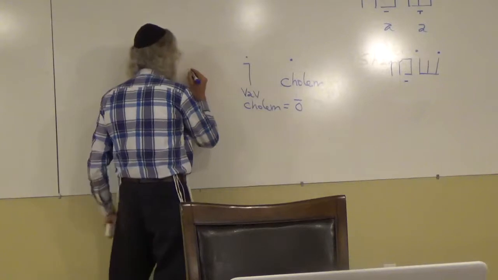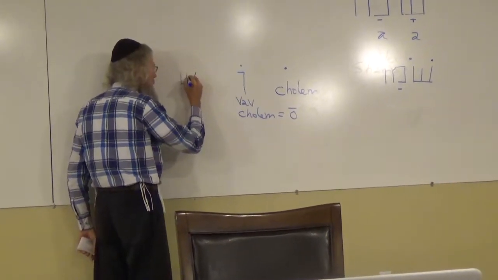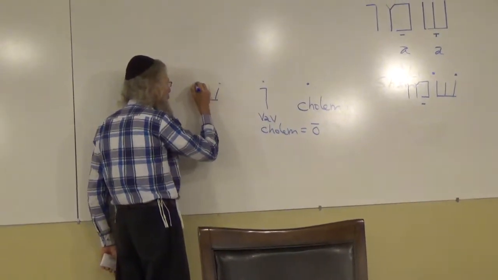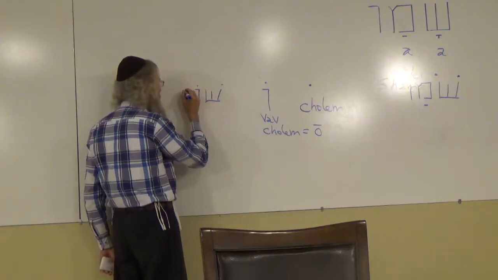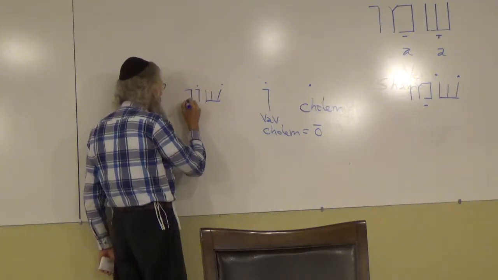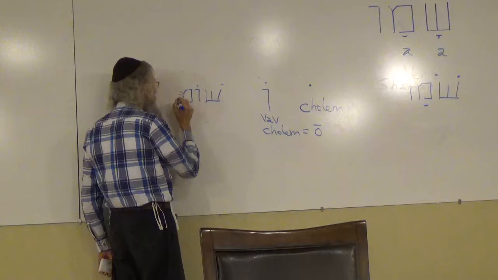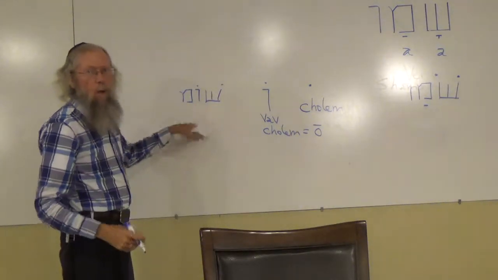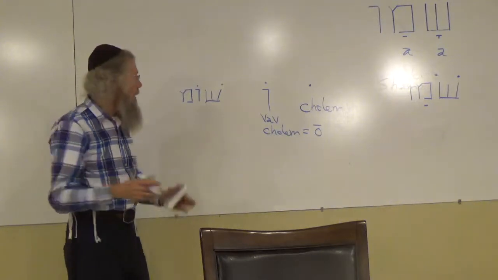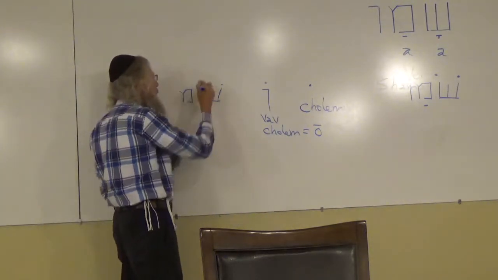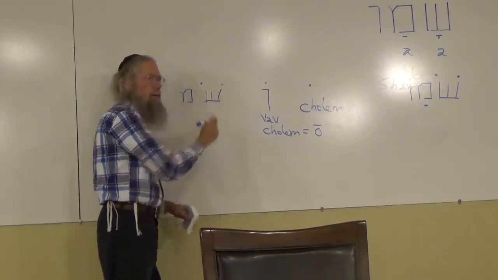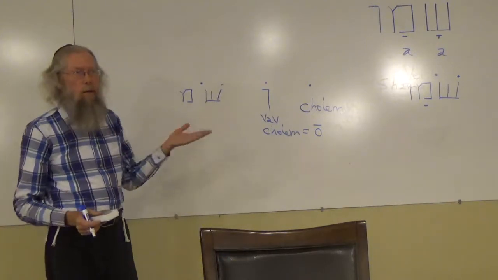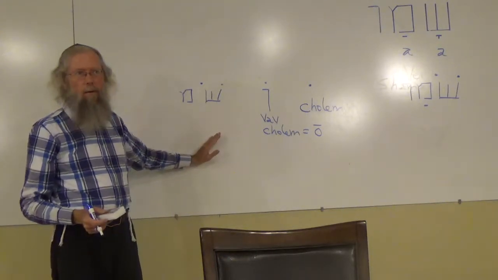So I could write it like this. I could write it like that. I could put the vav in there. But most texts that you read, they're not going to. They're going to put it like this. It's just a dot above the letter, and that tells you that it's the O, that the vav belongs there, but it's not there.